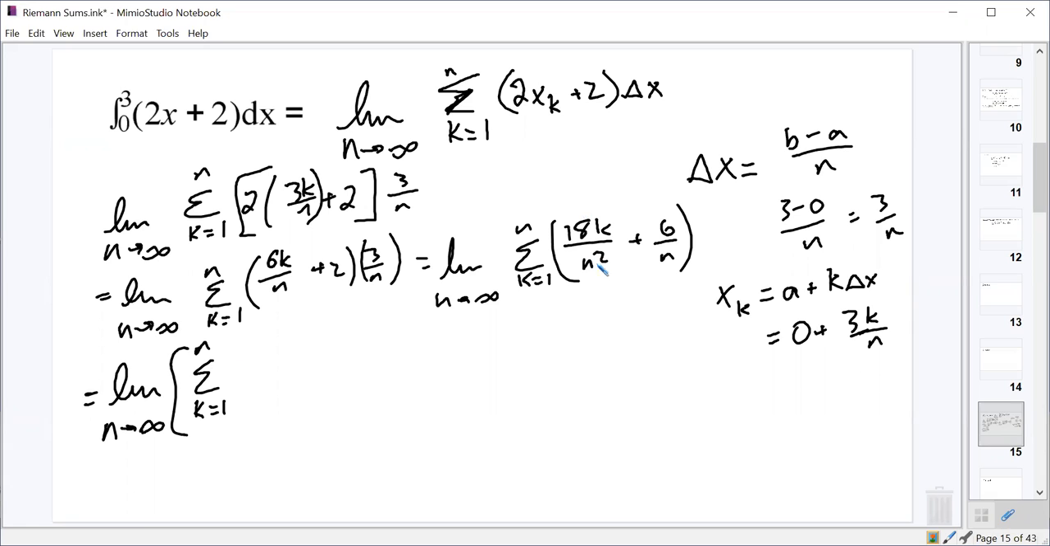So the 18 over n squared can be pulled out front because that's a constant, and we're left with a k. And then the 6 over n we can pull out if we want and just make it a summation of 1, or we can make it a summation of just 6 if we want by pulling out the 1 over n.